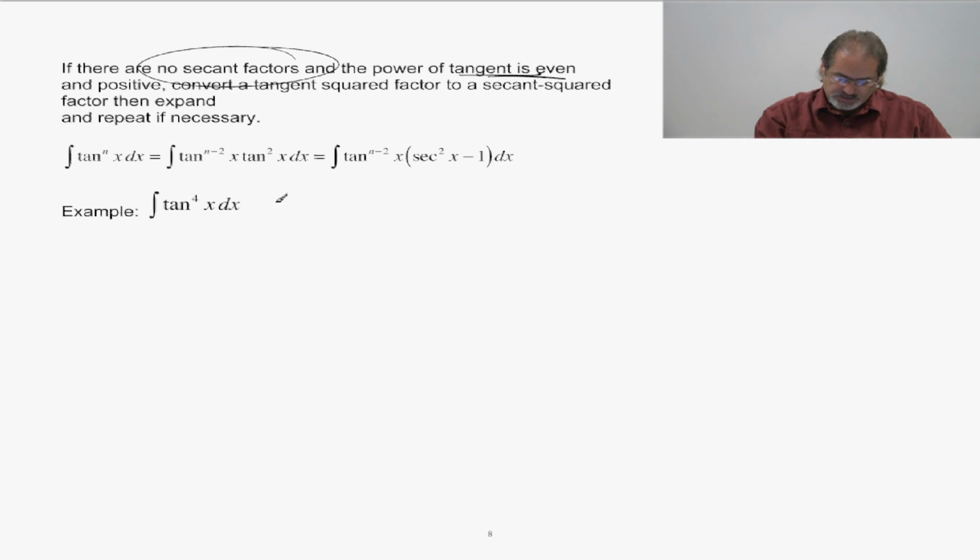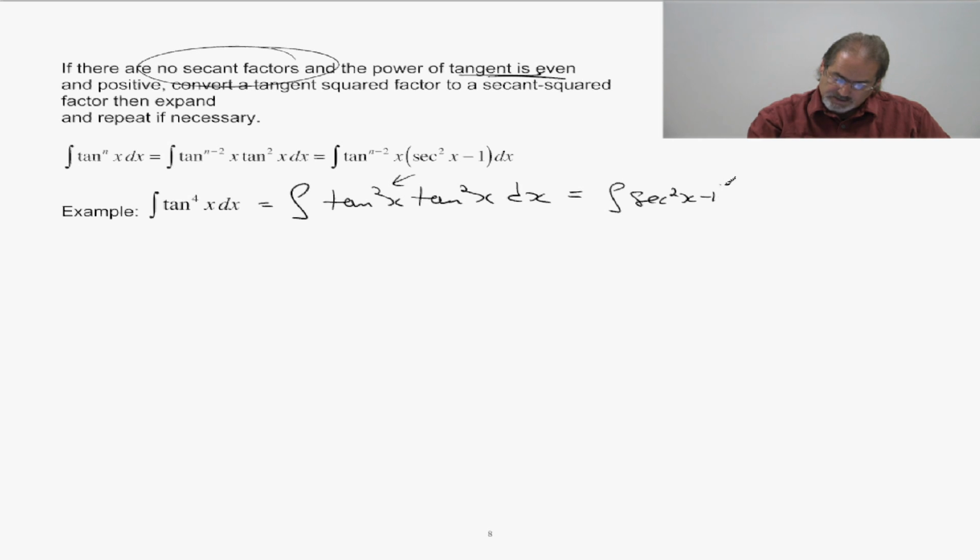Okay, so tangent to the 4th of x. I am going to write this as the integral of tangent squared x times tangent squared x dx. Now I'm going to write this tangent squared in terms of secant squared, which will give me the integral of secant squared x minus 1 times tangent squared x dx. Okay, that looks good.